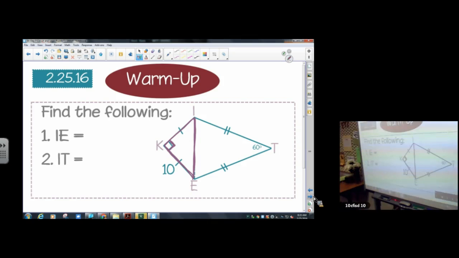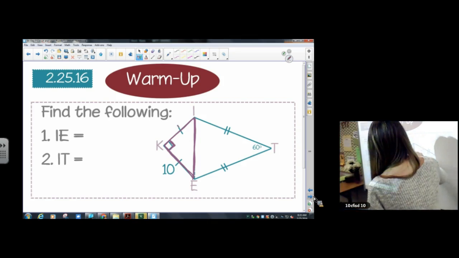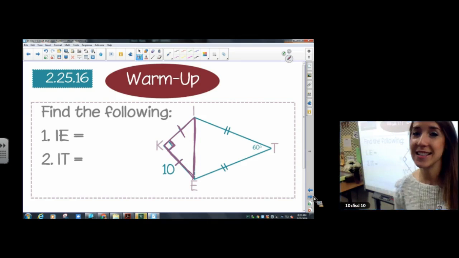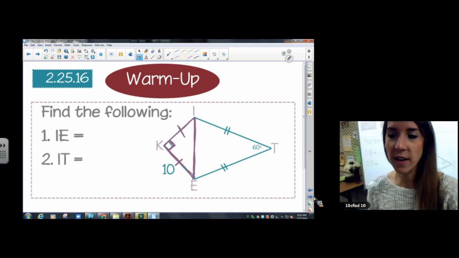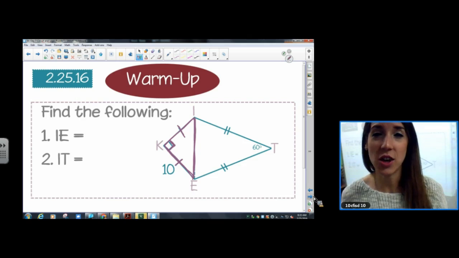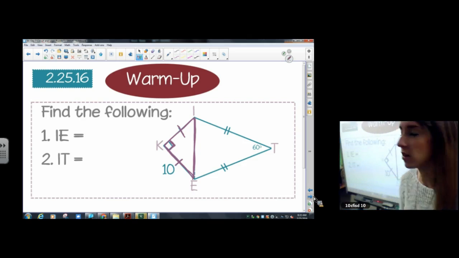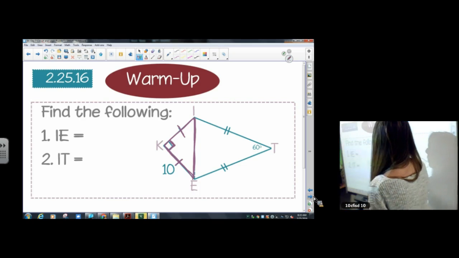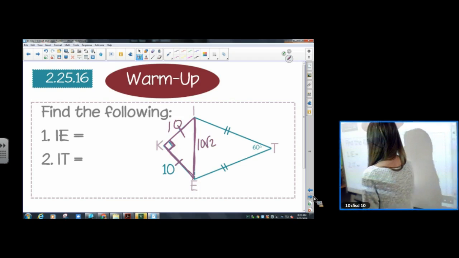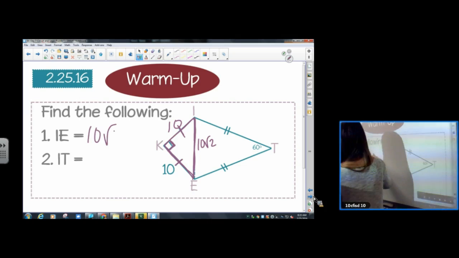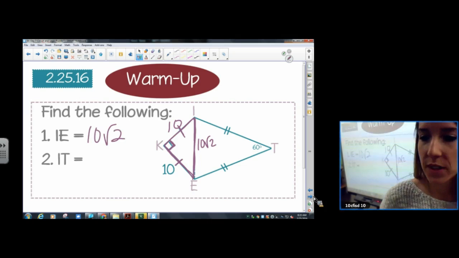All right, so that's a right angle, and a property of a kite is consecutive sides are congruent, well, two pairs of them. Therefore, we have an isosceles triangle. We have a right isosceles triangle. 45, 45, 90. We know the rule is x, x, x root 2. So everyone should have gotten IE 10 root 2.